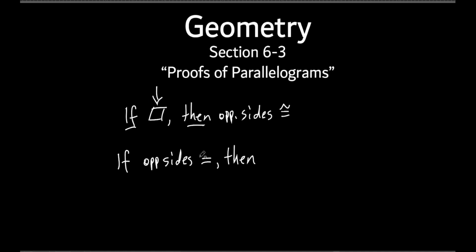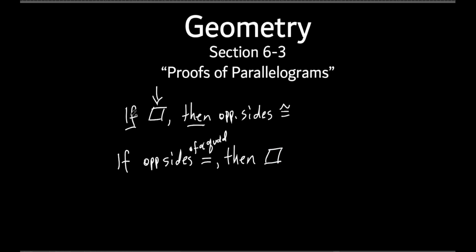If the opposite sides of a quadrilateral, not a parallelogram, okay? You don't know it's a parallelogram to begin with. But if the opposite sides of a four-sided figure are equal to each other, then that quadrilateral must be a what? Then it's a parallelogram, okay? You see the difference? Right?